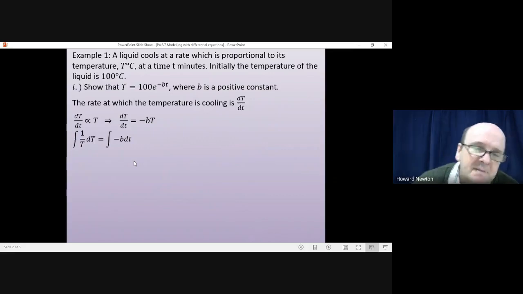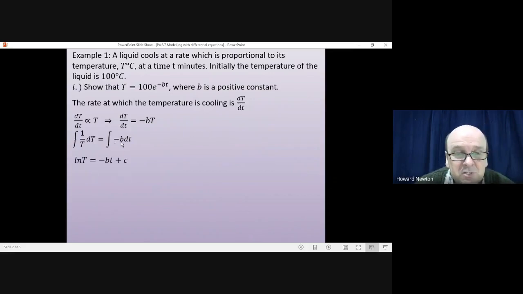Okay, let's have a look. Integrating the left-hand side just gives us the log of big T. Integrating this constant minus b with respect to little t will give us minus bt, plus some arbitrary constant. Now, that is the differential equation solved, but we've been asked to show that it can be written in this form, T equals 100 e to the minus bt. So we've still got quite a bit of work to do to rewrite this in that form.